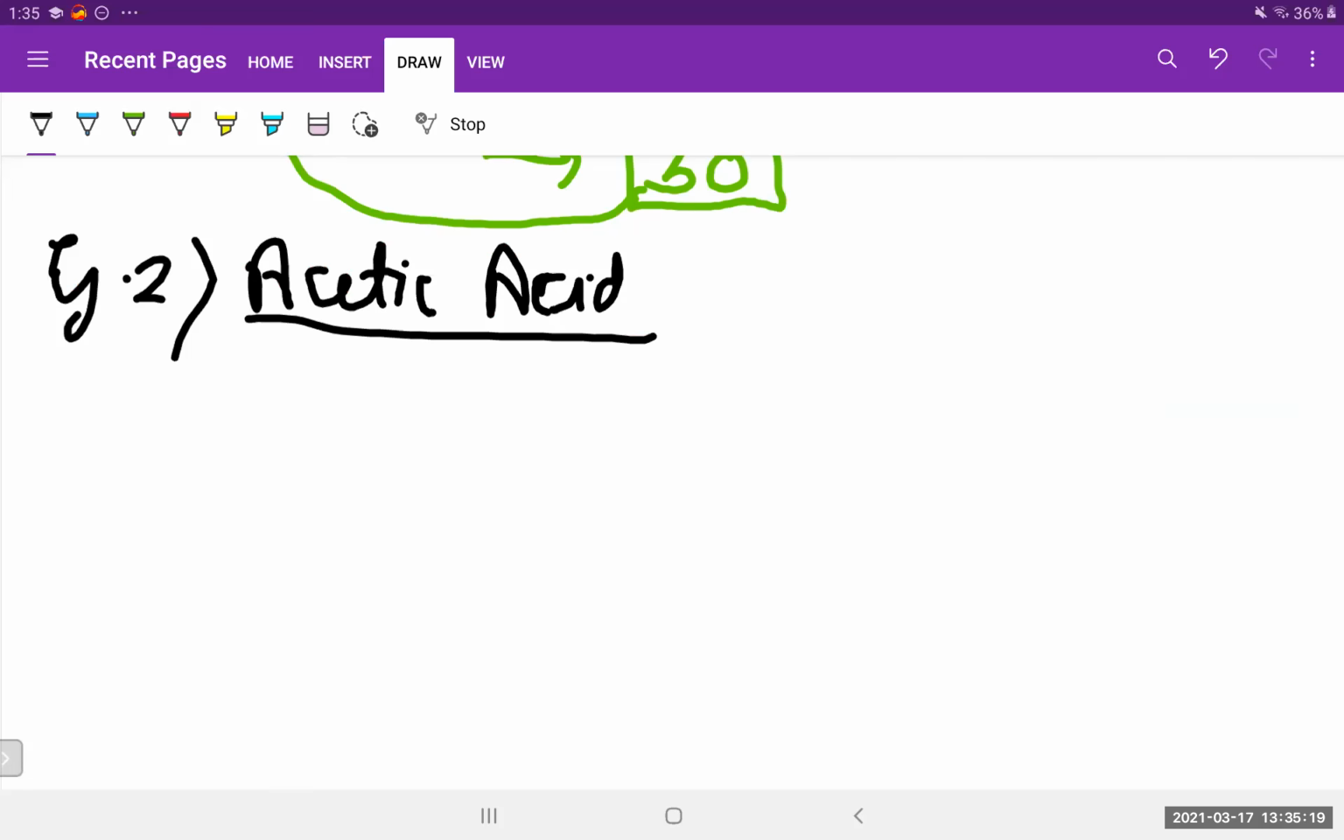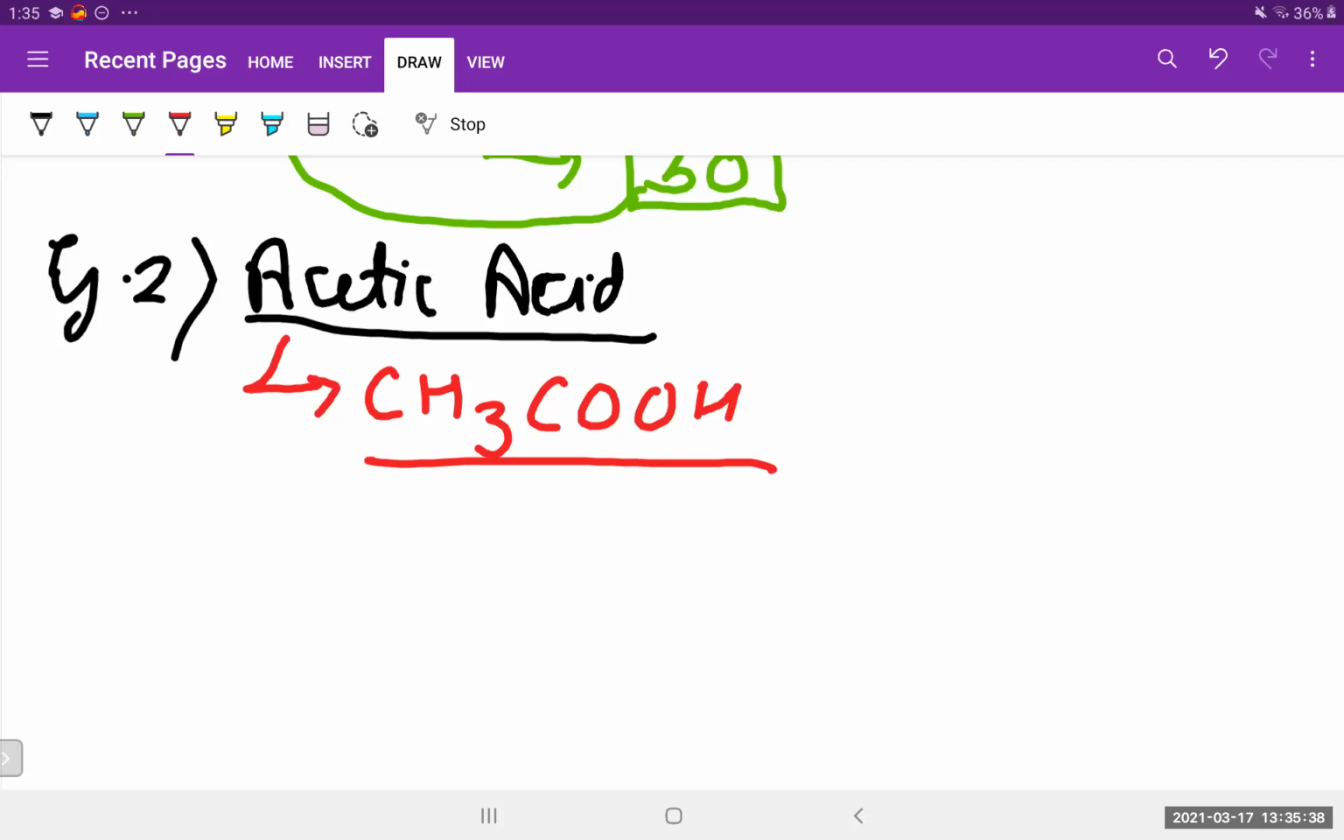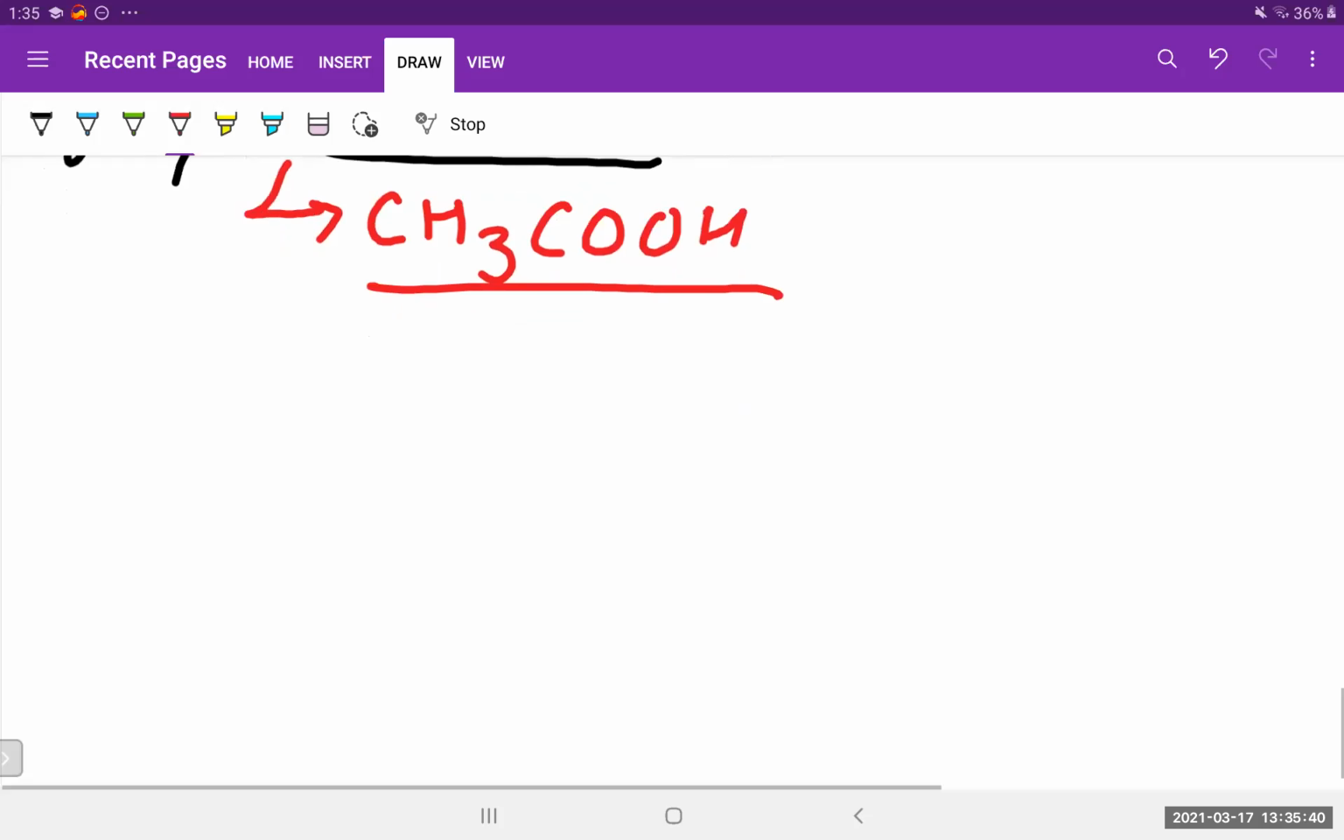So, what is the formula of acetic acid? Anybody? CH3COH. Yes, very good. Nice participation. So this is CH3COOH. Everybody has rectified it.